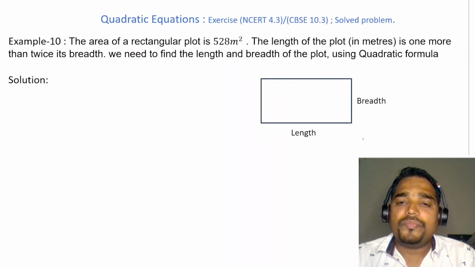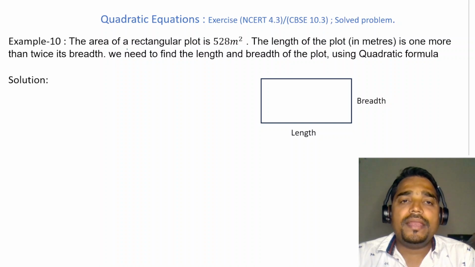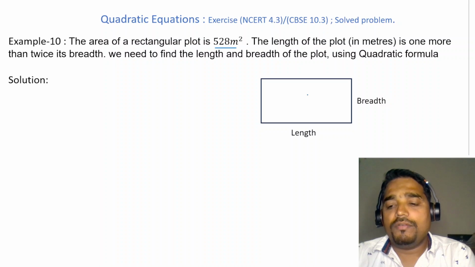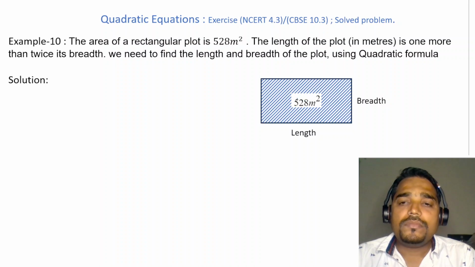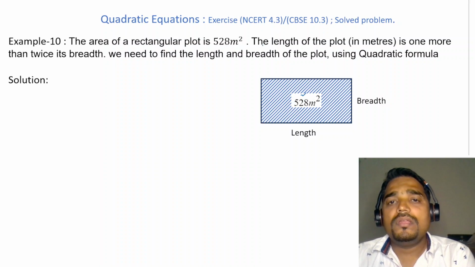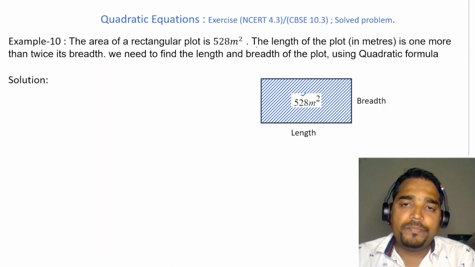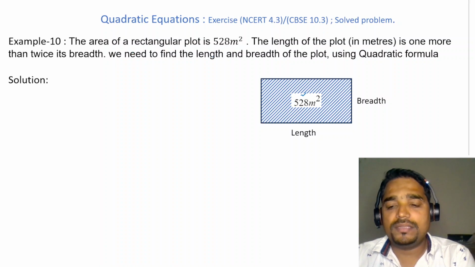Now, a rectangle would look like this with two dimensions being length and breadth. Here a data is given saying the area of a rectangular plot is 528 meters square. Area of a rectangle would be this hatched portion, wherein the data given is that this area is 528 meters square. Also, in order to build the quadratic equation, the length of the plot in meters, he says, is one more than twice its breadth. That is, length is given in terms of breadth.